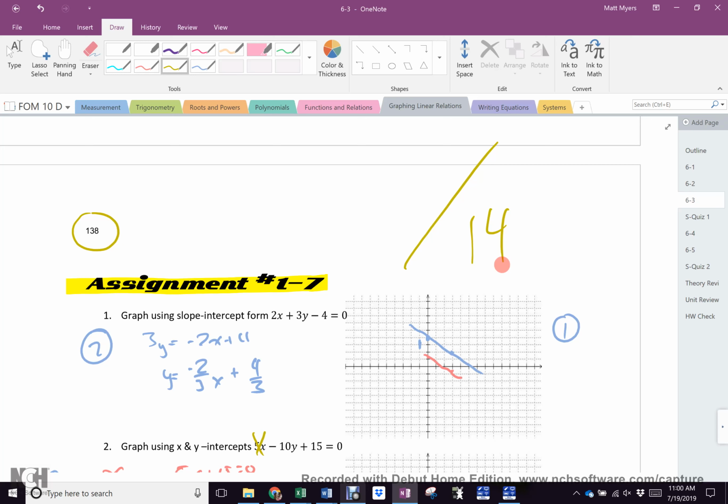Clear desks. Here comes your quiz. Please remember, everyone, to put your name on it. 12 multiple choice questions.